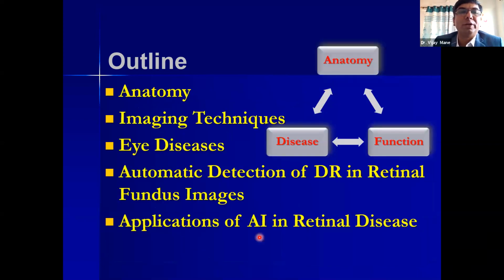Right? So I will be going through a very short anatomy of the eye. That is what the eye basically is and what the different parameters related to the eye are that we require as an engineer. What are the different imaging techniques that doctors follow for looking into the eye?